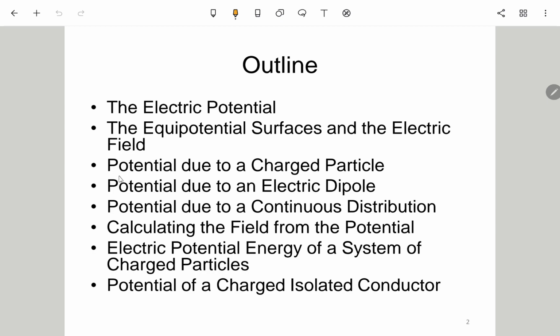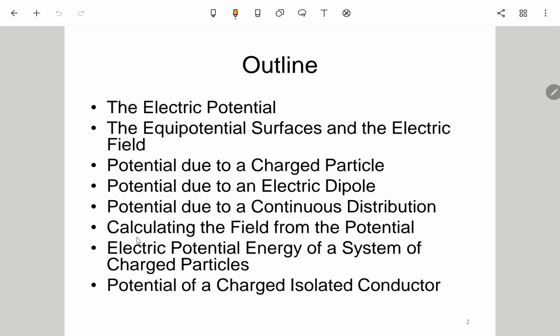Then we will talk about how to calculate the electric potential due to some structure, like a charged particle, the easiest case, and then an electric dipole, and then also a continuous distribution, just as what we did in chapter 22, but at that time it was for the E field. Here we do this for the potential, okay?